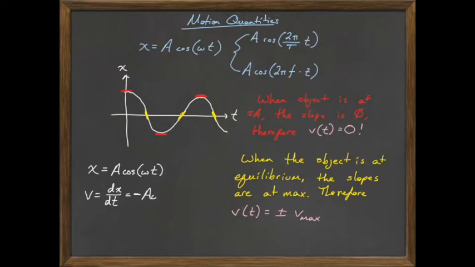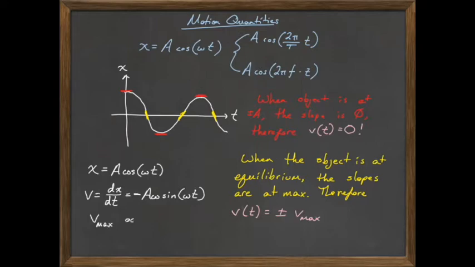So the derivative of cosine is negative sine, but then because of the chain rule, the term next to the t inside the cosine function is going to come out. So you end up with the velocity expression being the negative of the amplitude times the angular frequency times the sine of the angular frequency times time. And so this would give us a velocity expression.